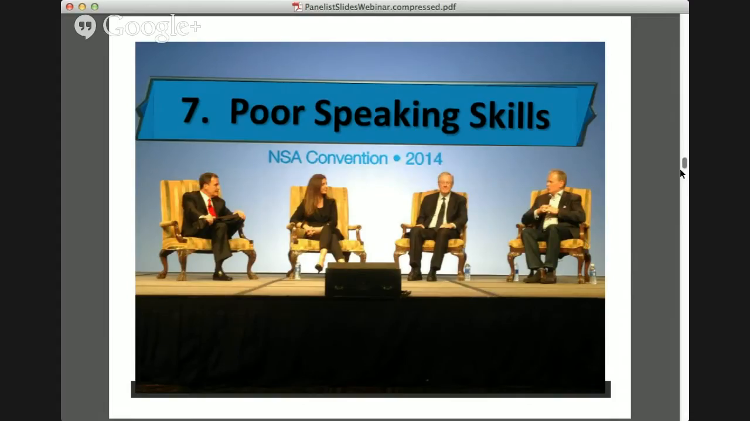Number 7 is poor speaking skills. Now, this is a picture taken at the NSA convention with Mark Sanborn. He's on the left-hand side of your screen, and 3 CEOs. You might remember Kate, and I can't remember her last name. She's with Cinnabon, and then there's Steve Forbes, and then there's a guy, and I think his name is JG or GJ, and he's the CEO of California Pizza Kitchen.